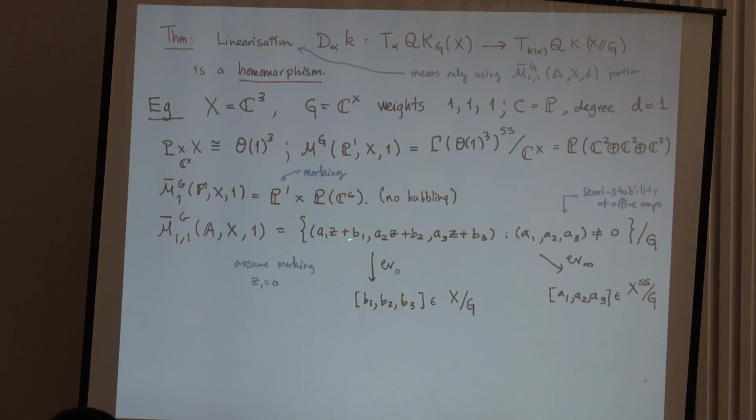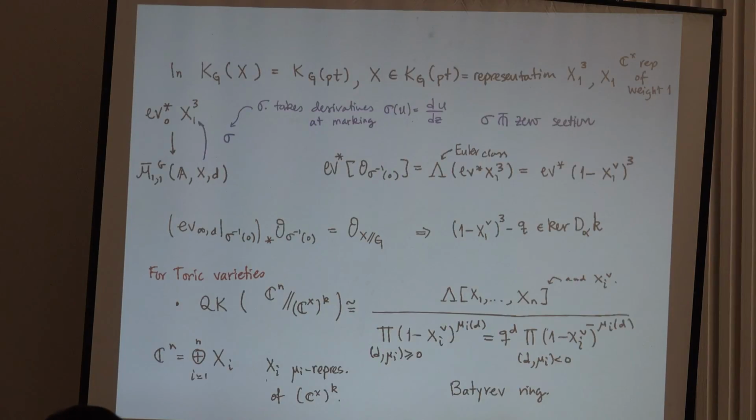So what you have is just triples of polynomials of degree 1 that satisfy the summability condition for affine maps. That is, at infinity, it has to be in the semi-stable locus of the action. That is, it cannot be 0, because 0 is the unstable locus. So in that case, the leading coefficients should all be non-zero. And so this is essentially what happens. This is the moduli space that is interesting for us.